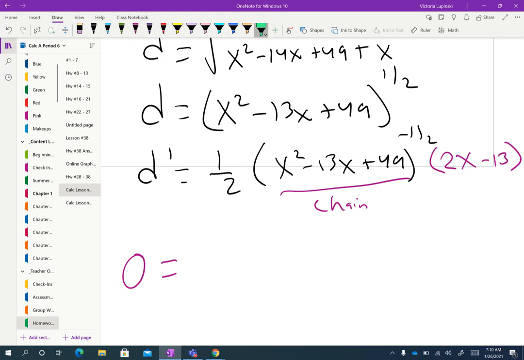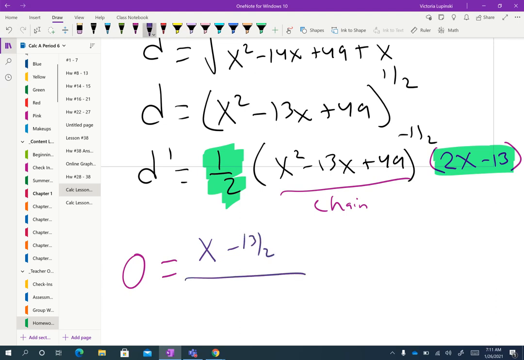So in the previous problem, this 1/2 and this value that was here had multiplied out to be nice numbers. Here, they're going to wind up being decimals, but you can still do it if you want to. So 1/2 of 2x would be x, and then 1/2 of 13 would be 6.5. Or let's actually say 13 halves. And then in your denominator, you would have x squared minus 13x plus 49 to the 1/2 power.